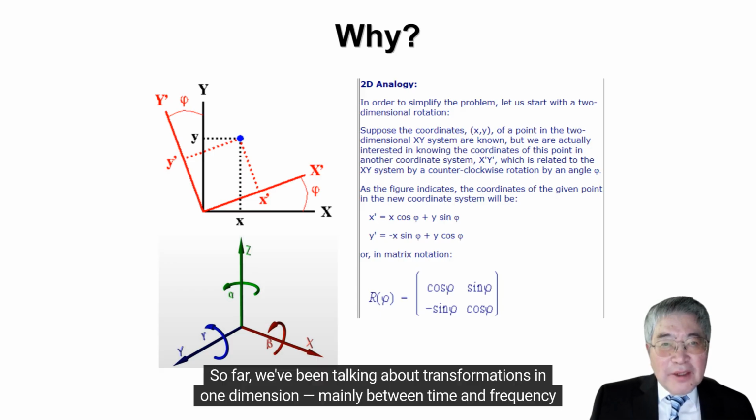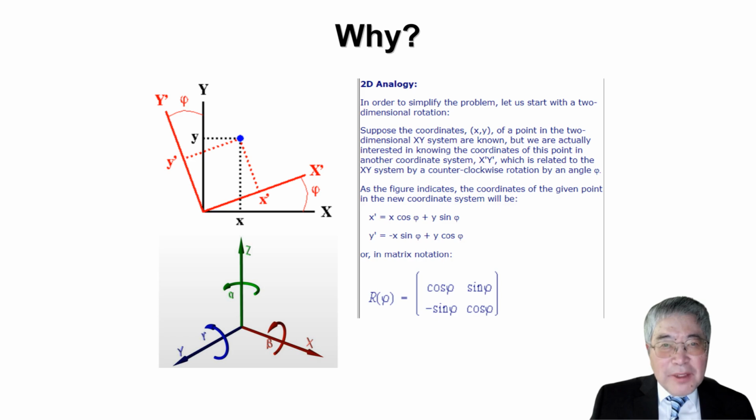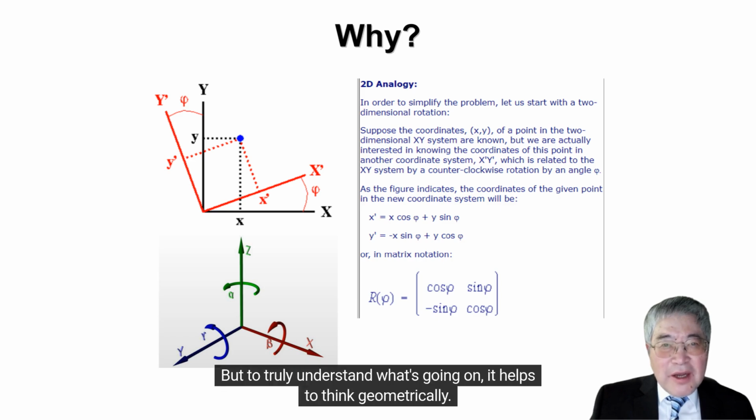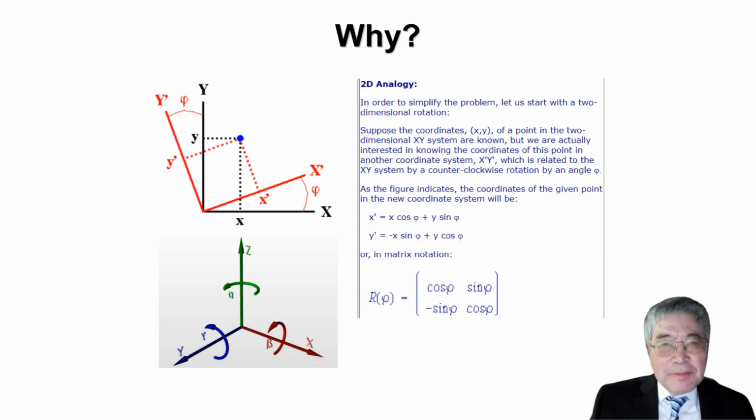So far, we've been talking about transformations in one dimension, mainly between time and frequency using the Fourier transform. But to truly understand what's going on, it helps to think geometrically. Let's start with something more familiar, a simple two-dimensional rotation.